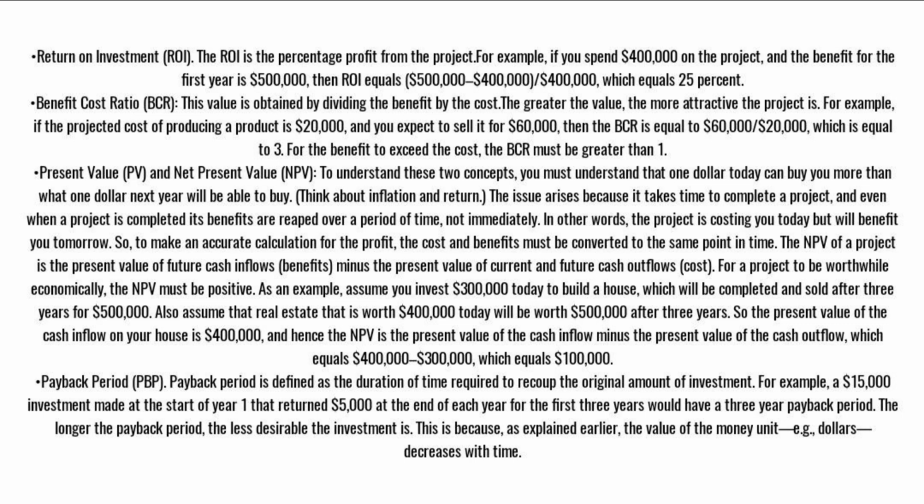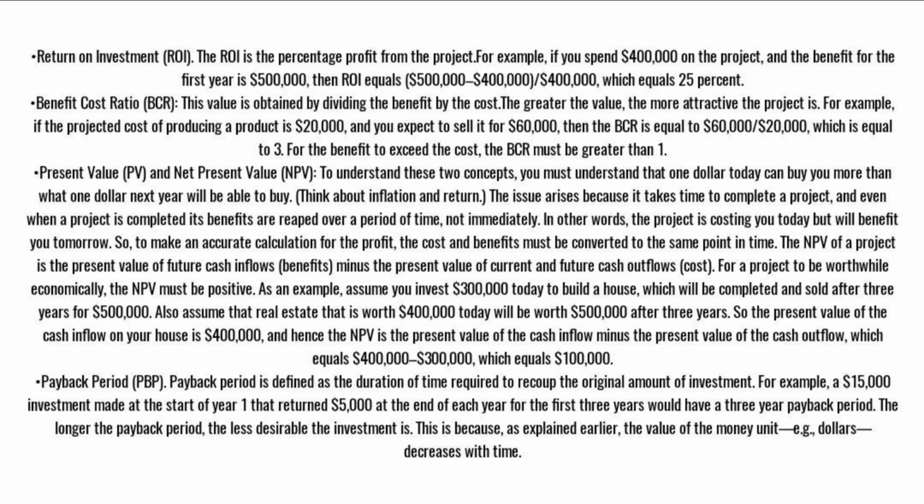Benefit cost ratio, BCR. This value is obtained by dividing the benefit by the cost. The greater the value, the more attractive the project is. For example, if the projected cost of producing a product is $20,000, and you expect to sell it for $60,000, then the BCR is equal to $60,000/$20,000, which is equal to 3. For the benefit to exceed the cost, the BCR must be greater than 1.